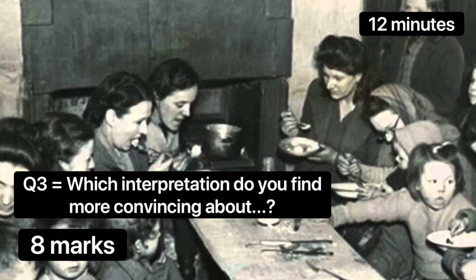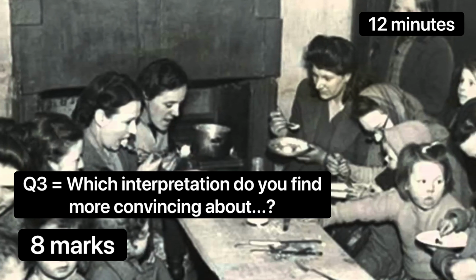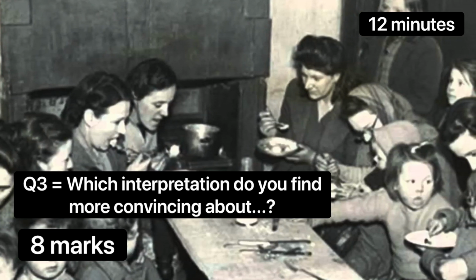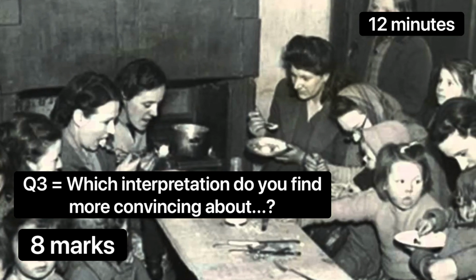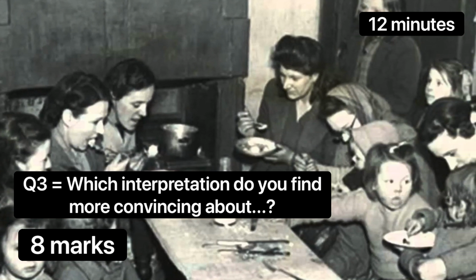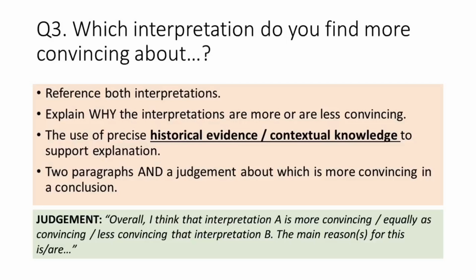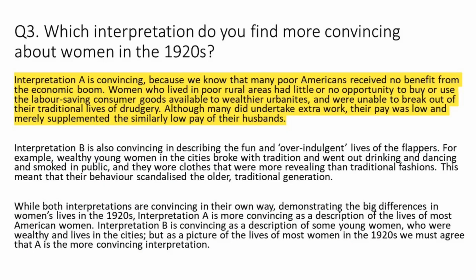The third question asks which of the 2 interpretations do you find most convincing. The question is worth 8 marks and therefore 12 minutes should be spent. To reach your judgment, you need to use historical evidence and contextual knowledge. A comparison between the 2 interpretations is essential.